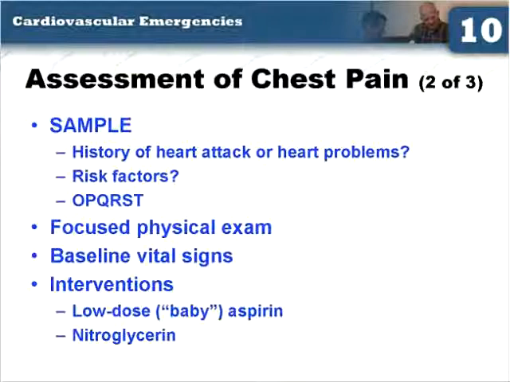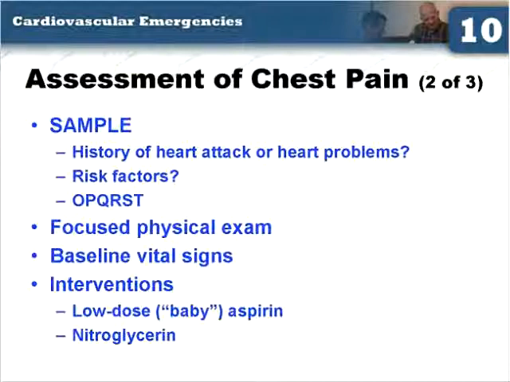OPQRST, all right? Make sure you get that. And then a physical, focused physical exam, all right? Make sure you put your hands on that patient. Make sure you listen to everything. Feel on those ankles. Just because you have a heavy set person or whatever else, push down on those ankles. See if you do feel edema or different things like that. Baseline vitals, okay? That's going to tell you a lot as well. All right? And then your interventions, all right?